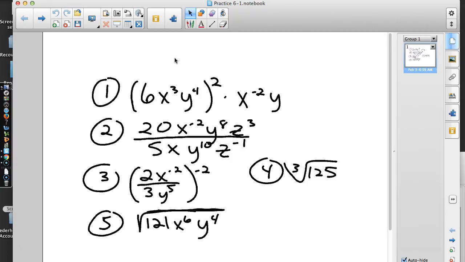The top of this fraction says 20 x to the negative 2, y to the 8, z to the third. I put a line through my z's so they don't look like 2's. So 20 x to the negative 2, y to the 8, z to the third over 5x y to the 10th, z to the negative 1. Some of you are going to be faster than others. You could just keep going, and if you can't read something, let me know.